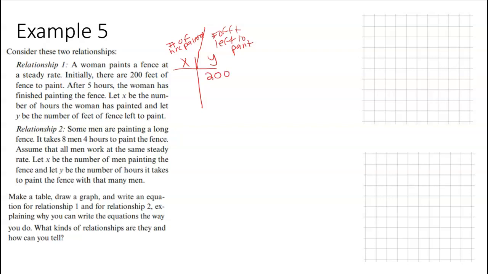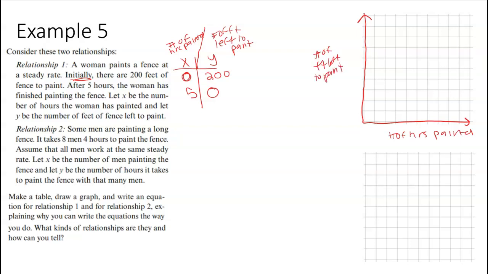And how many hours has she painted? Well, it's initial, so at no hours. But after 5 hours, she finished. So how many feet are left to paint? Well, 0. Okay, so that's a table. Let's draw this graph. Again, we're talking about positive quantities, so we don't need to draw the negative x-axis. This is our number of hours painted, and this is our number of feet left to paint. Now, that starts at 200, so let's say 50, 100, 150, 200. And then we could say 1, 2, 3, 4, 5.